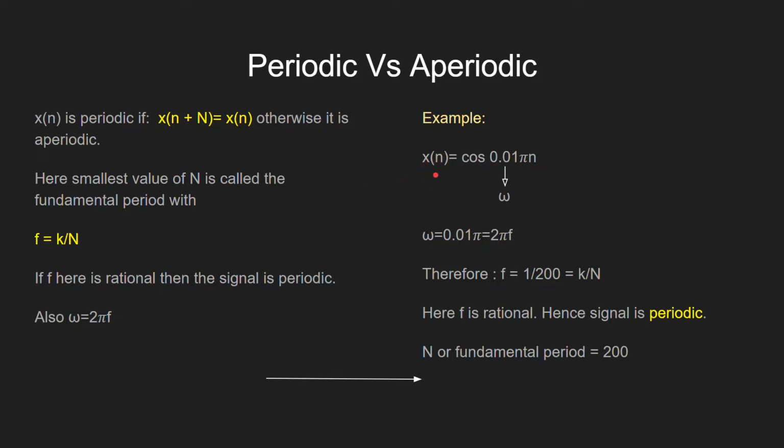x of n is equal to cos 0.01 pi n, where this value is omega. Therefore, omega, which is equal to this, is equal to 2 pi f. Therefore, f comes out to 1 by 200. Applying this formula, we have k equal to 1 and n equal to 200. Since this is rational, this signal is periodic. You can also figure out that the fundamental period is 200. However, if this did not turn out to be rational, then you can assume that this is an aperiodic function.